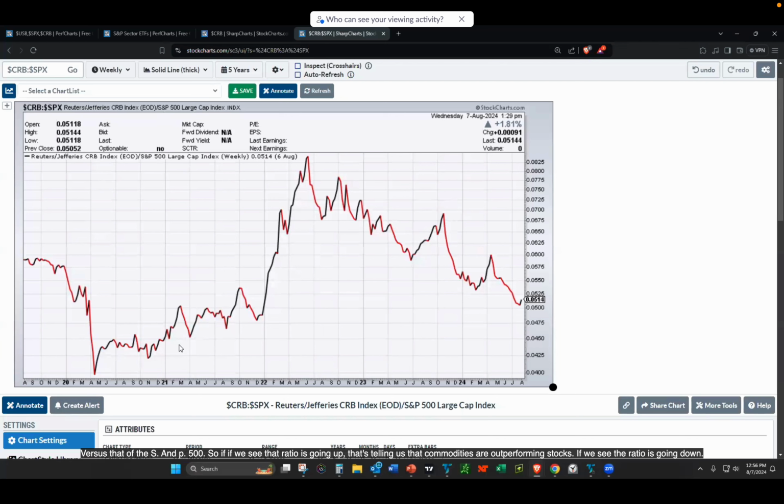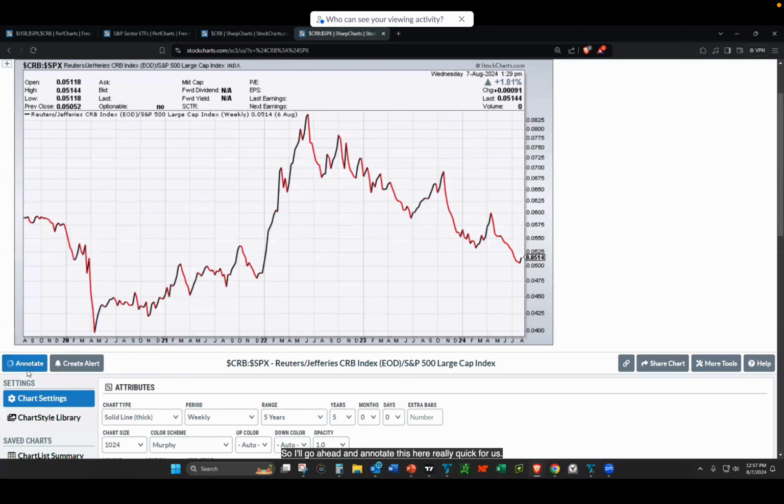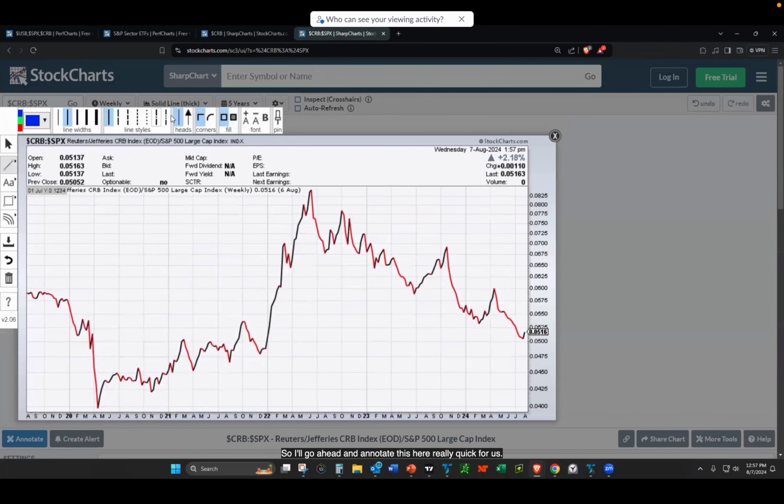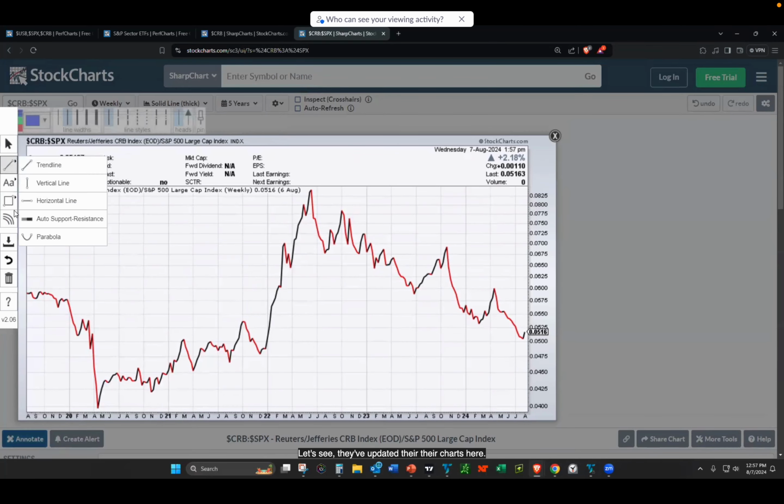So if we see that ratio is going up, that's telling us that commodities are outperforming stocks. If we see the ratio is going down, stocks are outperforming commodities. And as you can see here, this trend is still to the downside. So I'll go ahead and annotate this here really quick for us. Let's see, they've updated their charts here.